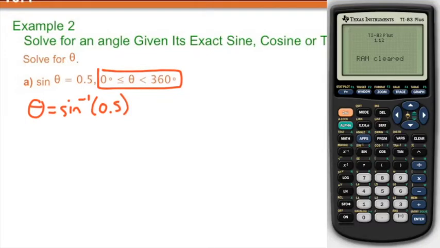This is easy enough to type in the calculator. First of all, make sure the calculator is in degree mode. And to get to the sine inverse function, we hit second and sine of 0.5. And it tells us straight away that theta is 30 degrees.